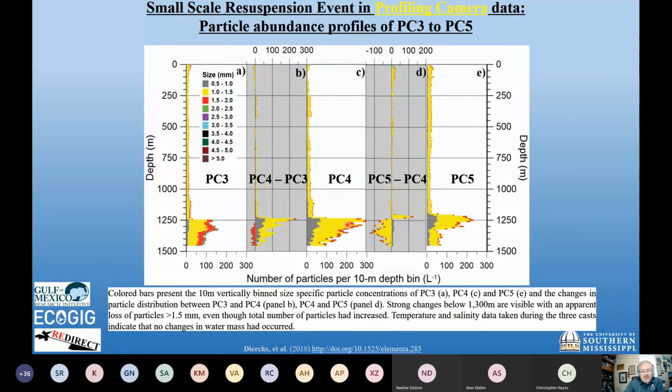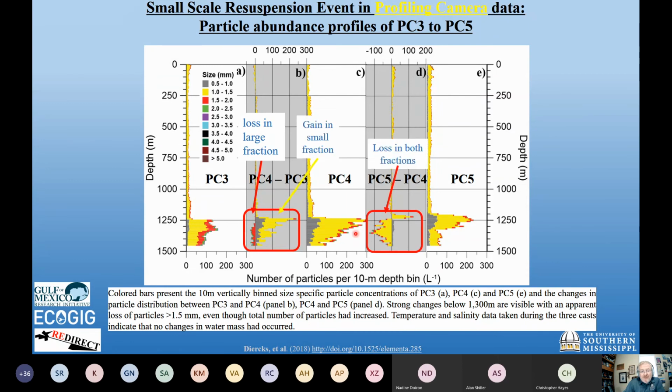So we can see that there is a loss in a very large fraction down here, relatively. See, the red ones took off, and we have lost those, but we gained very small and 1 to 1.5. So we gained these particles.